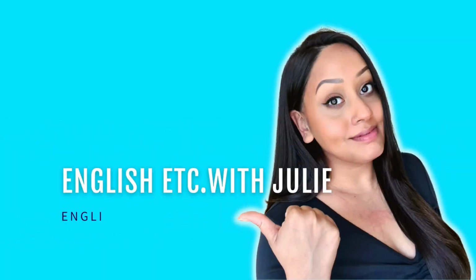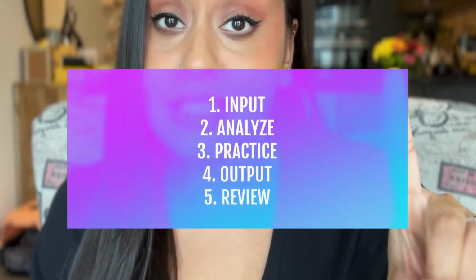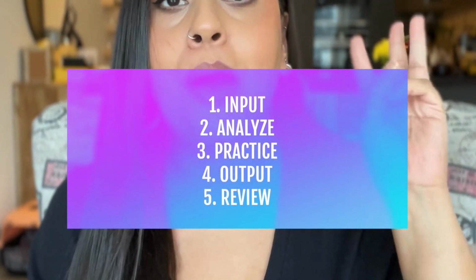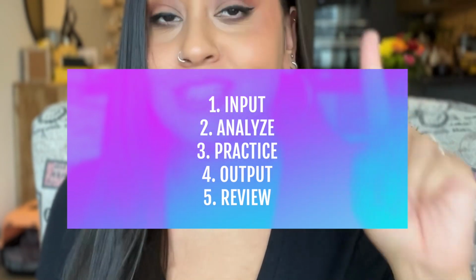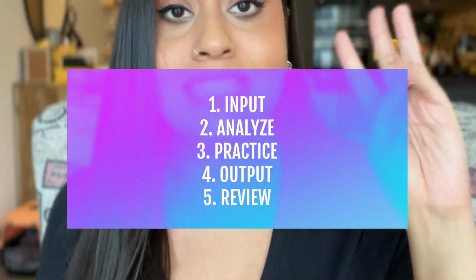So I've put together a simple 5-step system that you can follow if you want to work on your English on your own at home. So first, here are your 5 steps. Input, analyze, practice, output, and review. These are the 5 steps. Let's look at each one in detail to see what exactly you have to do at each step.